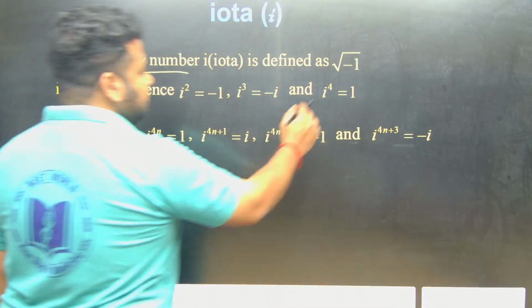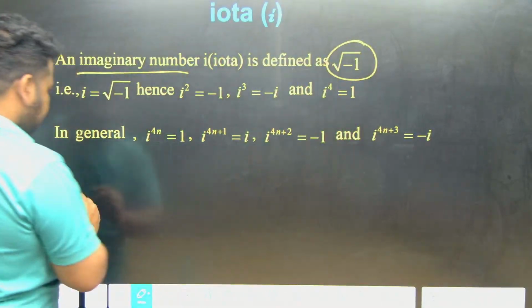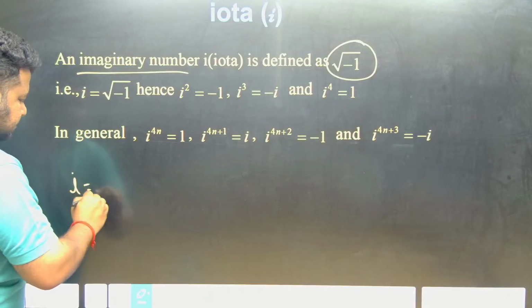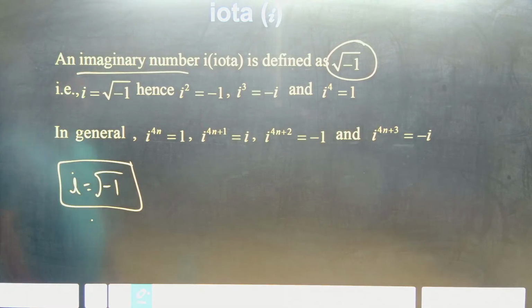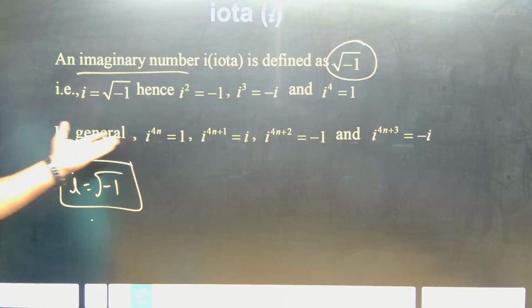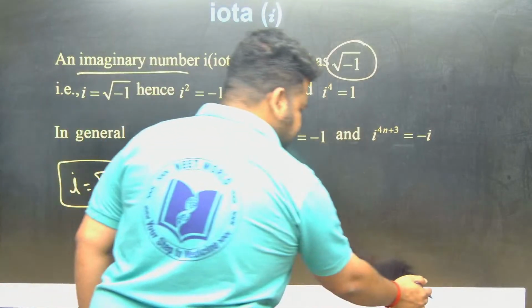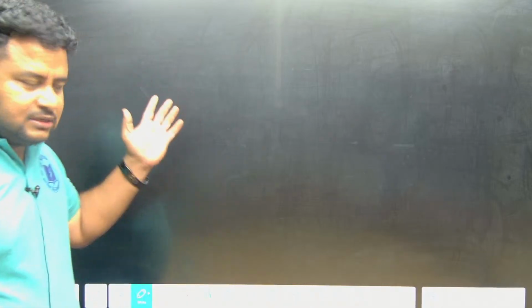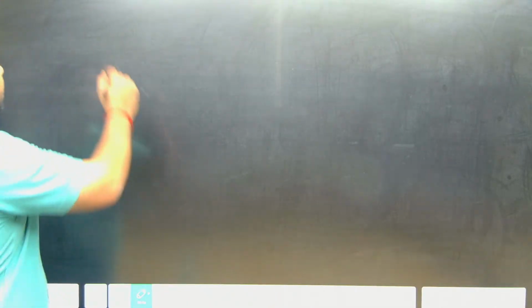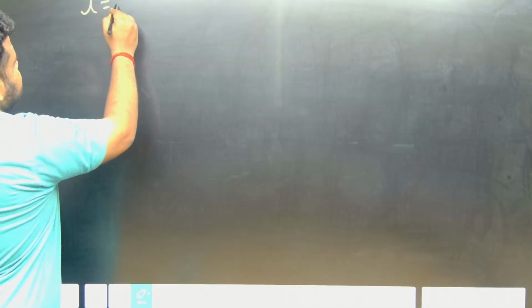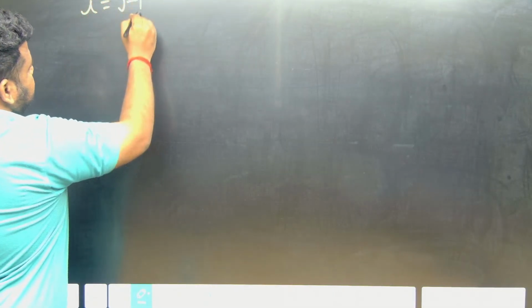Iota is an imaginary number. It is defined as the square root of minus 1. That is, I told you, i can be written as square root of minus 1. The value of i is square root of minus 1. So this is what they have given. So let us simplify this. Let us discuss some more concepts when it comes to iota. I told you i is square root of minus 1.